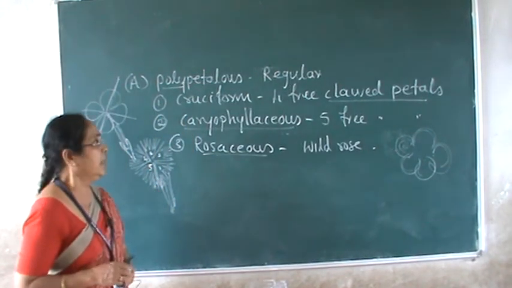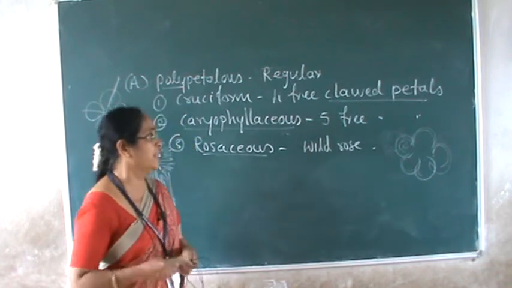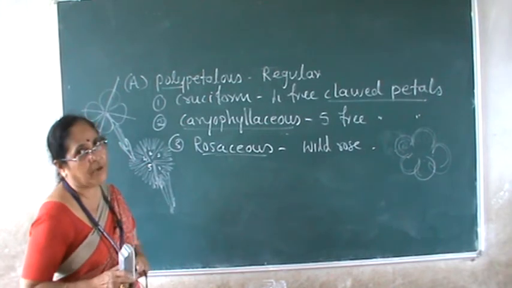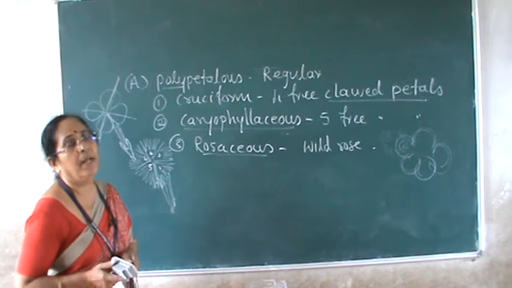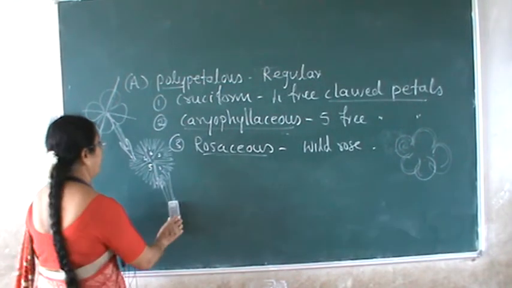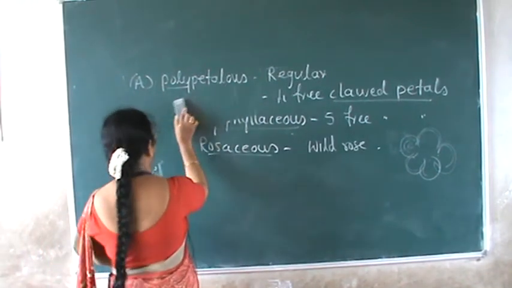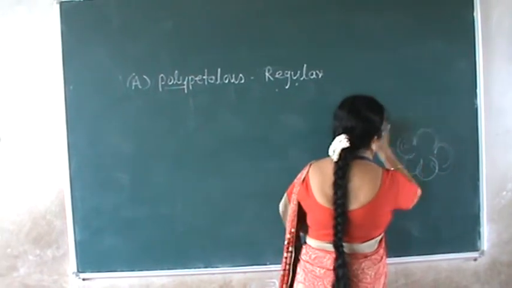Generally found in the rose flowers which are having very less number of petals, 5 petals, and it is commonly found in wild rose. Okay, these are the 3 forms of corolla which are under the heading polypetalous regular form: caryophyllaceous, rosaceous, and cruciform shape. Okay, let's continue with the polypetalous irregular form.